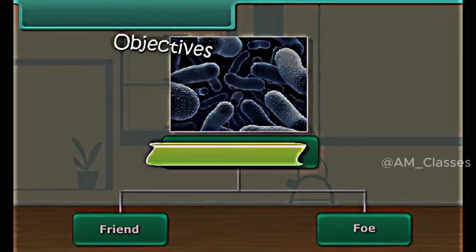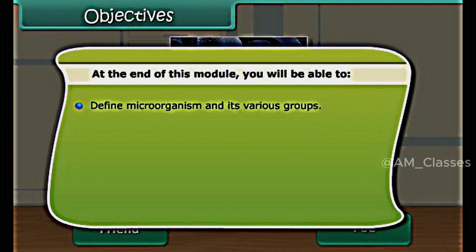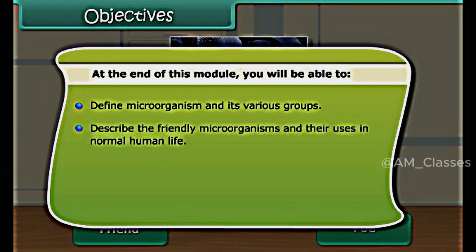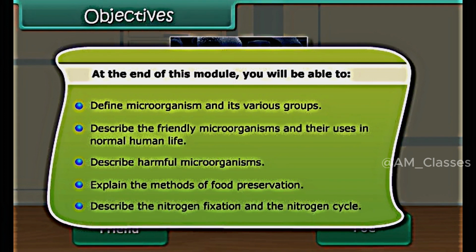Objectives. Friends, at the end of this module, you will be able to define microorganism and its various groups. You will also be able to describe the friendly microorganisms and their uses in normal human life. Besides, you'll be able to describe harmful microorganisms and explain the methods of food preservation. In addition, you will also be able to describe nitrogen fixation and the nitrogen cycle.